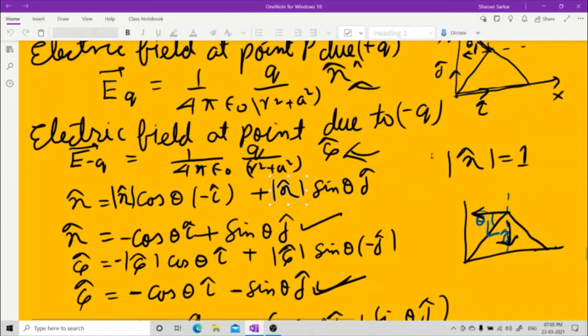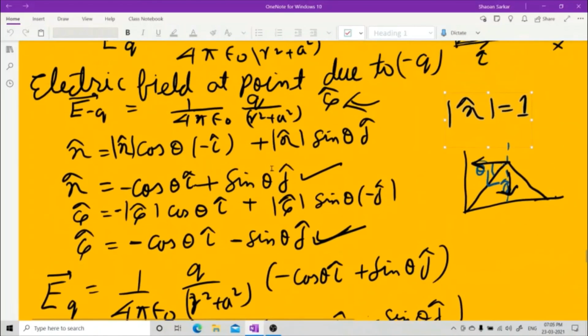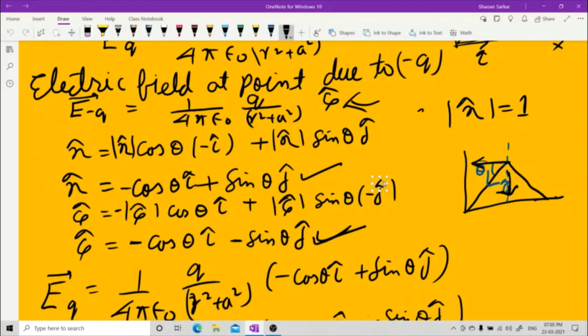That's why I had written eta mod and zeta mod. And what is eta mod? Similarly, zeta mod is the same as zeta cap mod. They're all unit vectors; the magnitude is 1. That's why this was 1, and this was also 1. Similarly, in this case, this was 1 and this was 1.